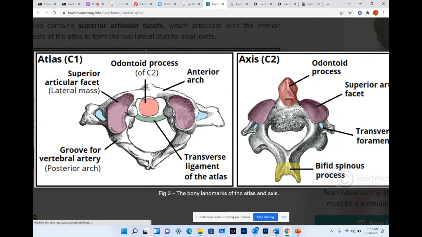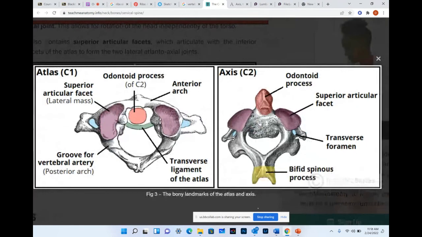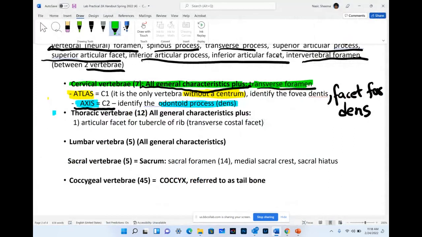And that is how you know it is axis. So dens makes it axis. Absence of body makes it atlas. Both of them have transverse foramen. They color coordinated it blue right here. Okay.